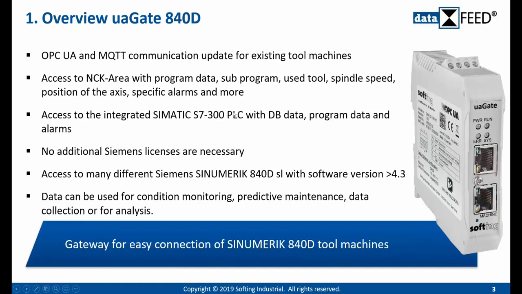The best thing on that is that we don't need an additional license from Siemens, so you just have to plug in the cable, you have to configure the UA Gate, which is really, really easy, and then we can collect data out from the SINUMERIK. This is also possible with software versions greater than 4.3, so don't worry, we are not fixed to one specific software version. We can collect data from many different SINUMERIK software versions.